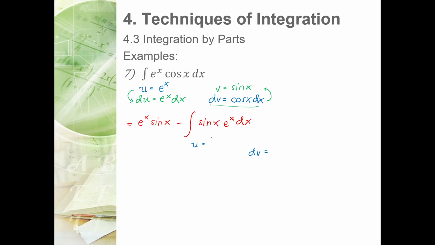For me, I think I'll let u be sine x here, so I won't deal with the negative symbol. Then my dv is e to the power of x dx, so du is equal to cosine x dx, and then my v is, of course, the integral of e to the power of x, which is still e to the power of x.